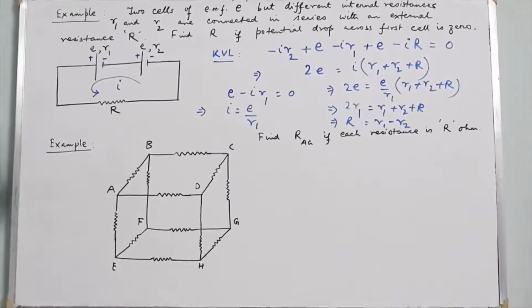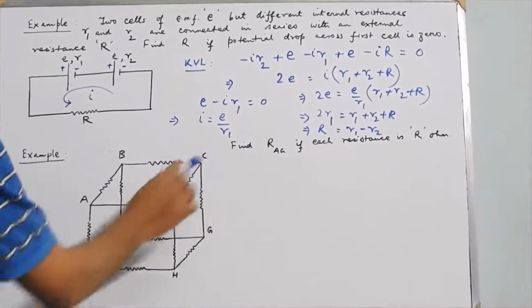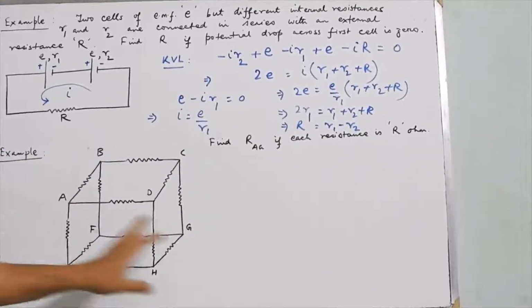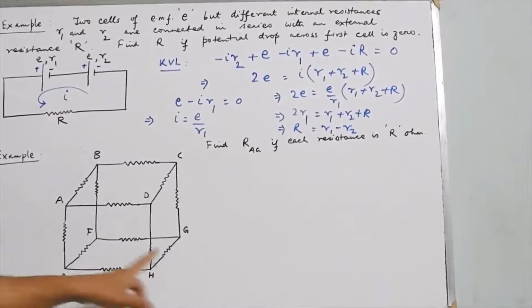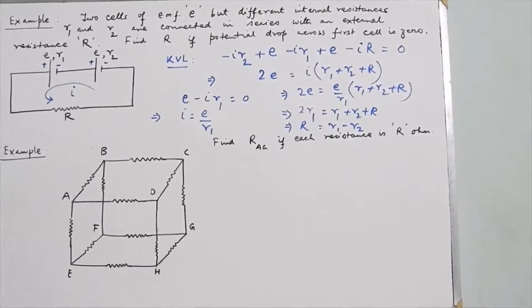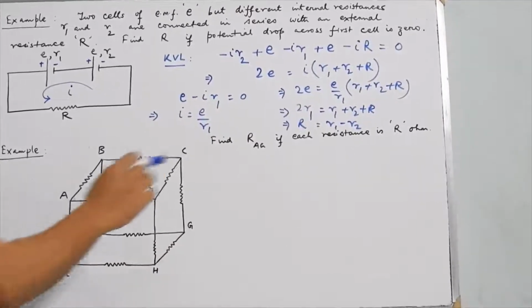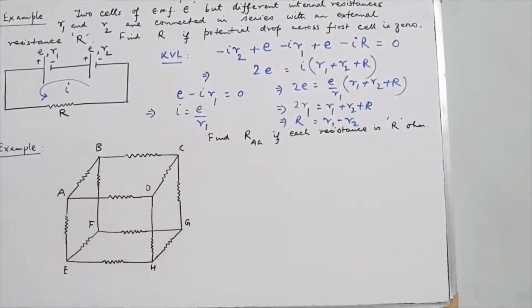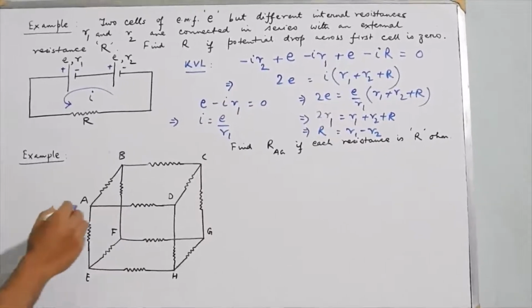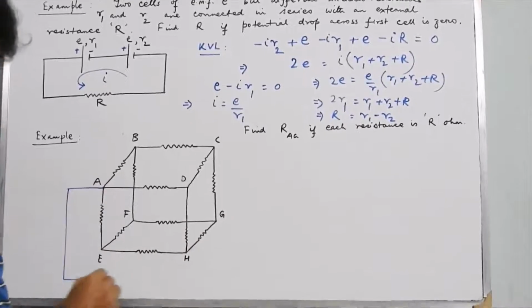The same result you will get if we apply it across points E and C or B and H. We will get the same result, but as per this diagram, it is required to find the equivalent resistance between the points A and G. So in this situation, we will try to apply Kirchhoff's law. Between the points where it is required to find the equivalent resistance, we assume that there is a battery connected. So between points A and G, let me assume that there is a battery connected.